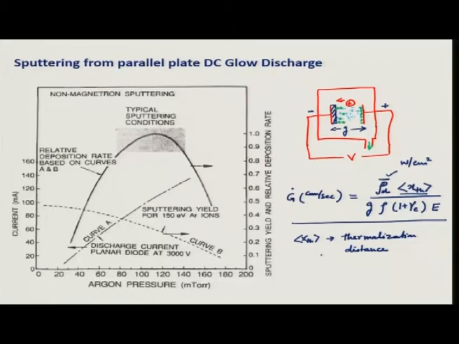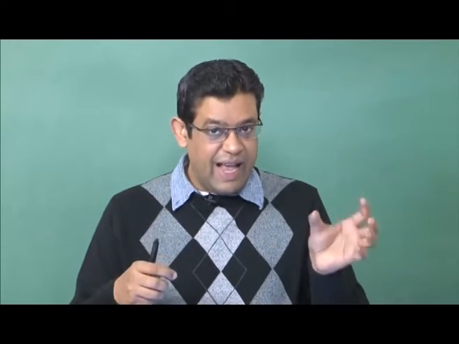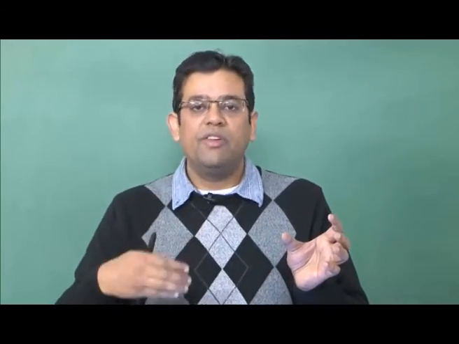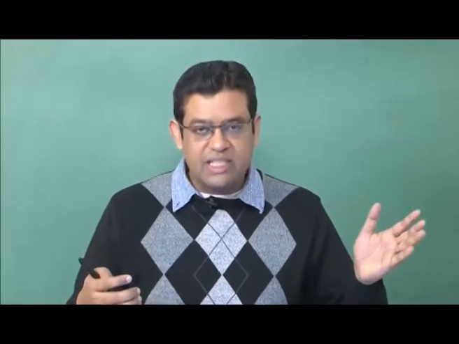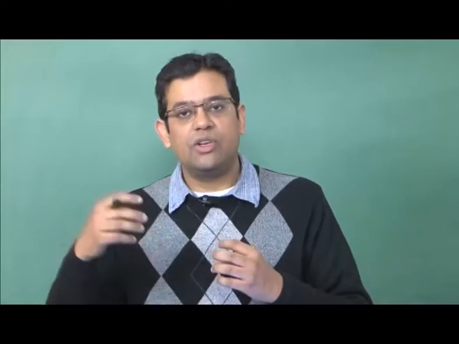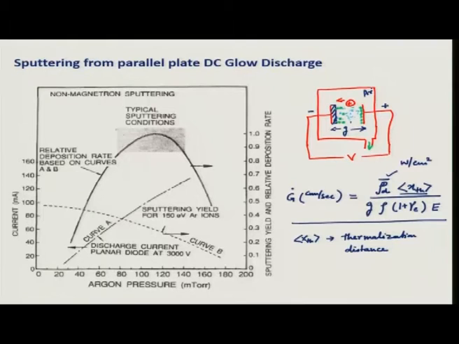Now, how far do these atoms travel before they become thermalized? The process of thermalization means that the excess energy these atoms have, they will lose in the process of collisions. As they start moving away from the target and towards the substrate, they will collide with various ions or gas atoms. Let's fix our gas also: we have argon gas. So they will interact with these, and during this collision process they will lose their energy.